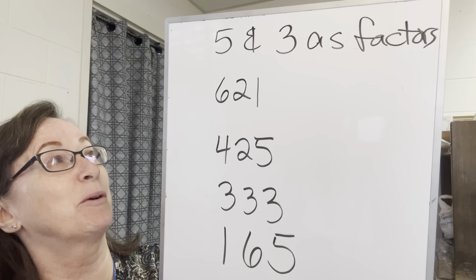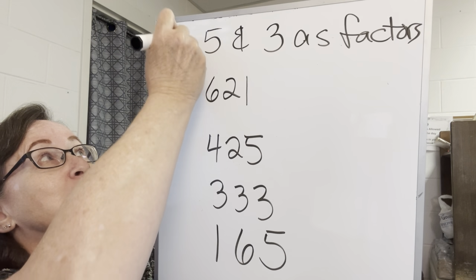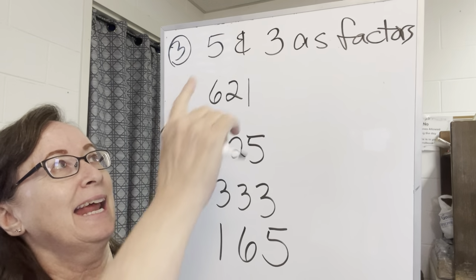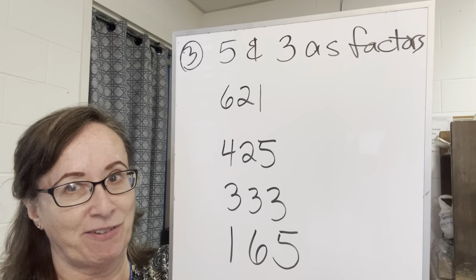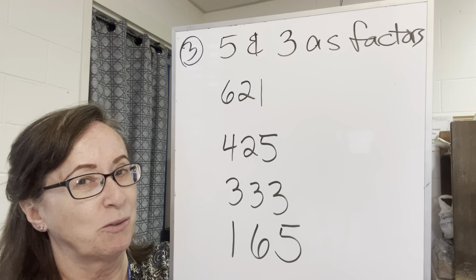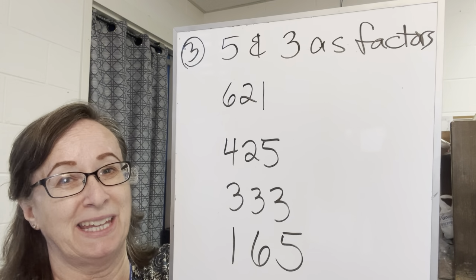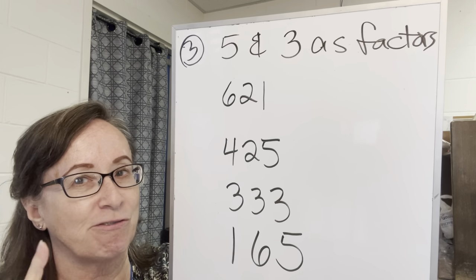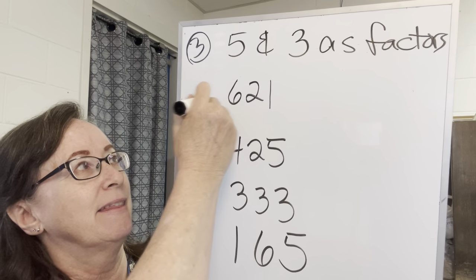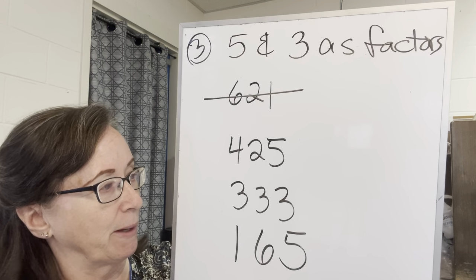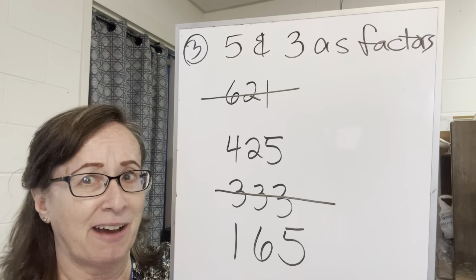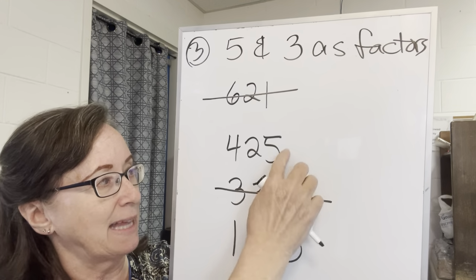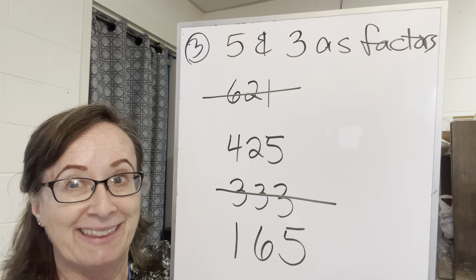Okay, so this is number 3 on your written practice set. And we're trying to find the number that has 5 and 3 as factors. It has to have both of them. We can cross off 2 of these right away because remember, if it has a 5 in it, it's either 5 or 0 at the end. That one does not have a 5 or a 0 at the end. That one does not have a 5 or a 0 at the end. Both of these are divisible by 5 because they have a 5 or a 0 at the end.